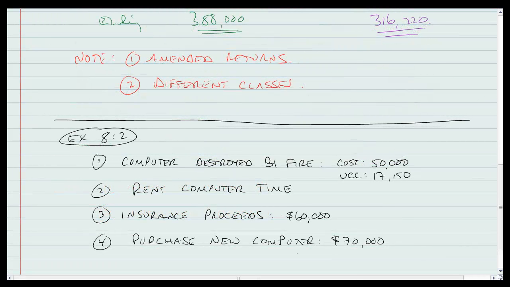Moving on then to exercise 8.2. It's a similar situation, but not exactly the same. So we'll pick up a couple of different facts or aspects of these involuntary disposals. So here again, we have a computer destroyed by fire. Got the facts on that. Then they have to rent something because the insurance company disputes it for a while. So important to note here that this happens in 2009. They continue to rent 2009 all the way to 2013. They get their insurance proceeds in 2011, and then they finally buy the new computer in 2013.